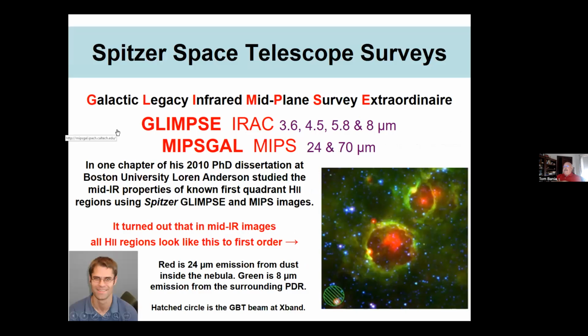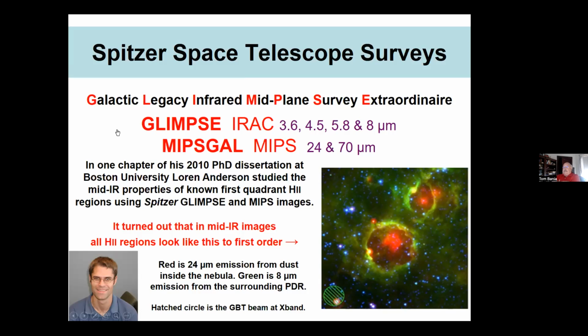So we now come to yet another survey. You youngins are living in the great age of surveys. One of them is the surveys done by the Spitzer Space Telescope. At Boston University, we were key members of the Galactic Legacy Infrared Midplane Survey Extraordinaire, the GLIMPSE project. I am personally responsible for the E. And I made Lauren Anderson write a chapter of his dissertation at BU studying the mid-IR properties of known first quadrant galactic H2 regions using these images.